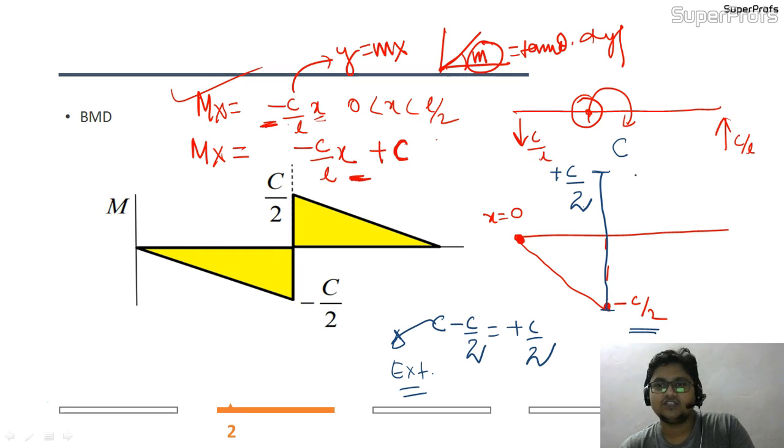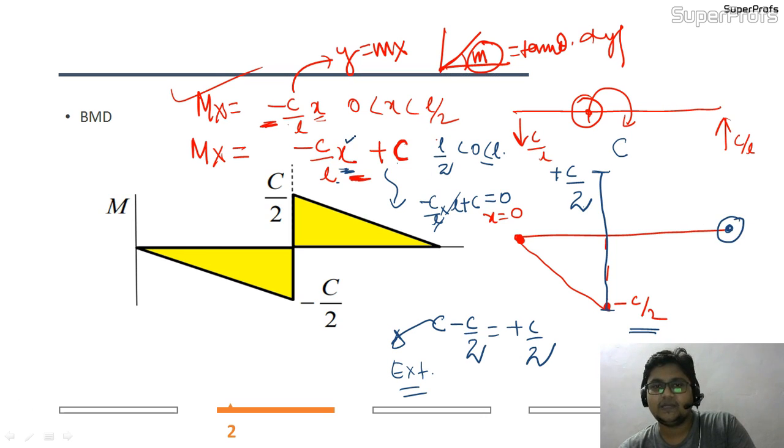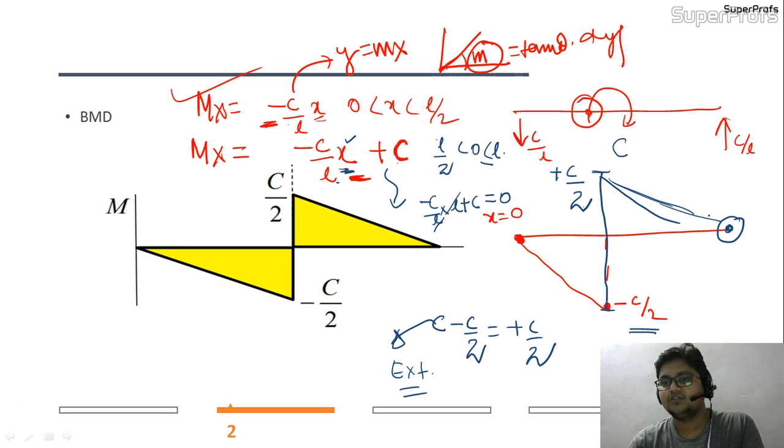Since this C is the external couple and this C by 2 is the moment that we got from this reaction force. Now again, if you put the value of x equal to L in this equation, as it is valid from L by 2 to L, then L will cancel out. So it will be minus C by L into L plus C. So this cancels out and it is 0. So again at this point the moment should be 0. And again this is the equation of a straight line, because x is having a power of 1. So it will be joined by a straight line only.